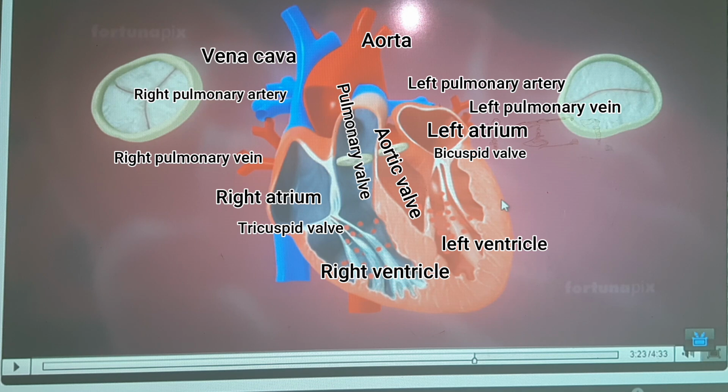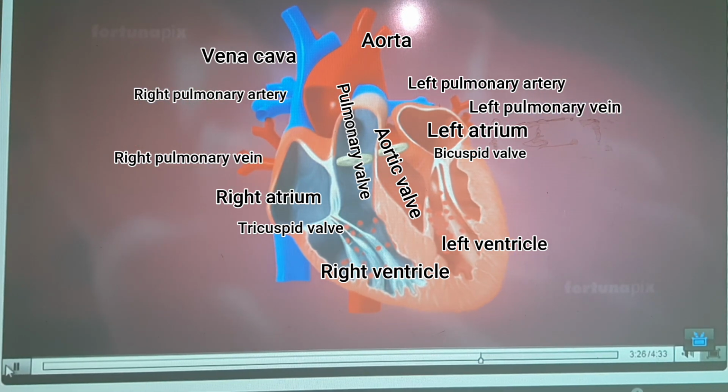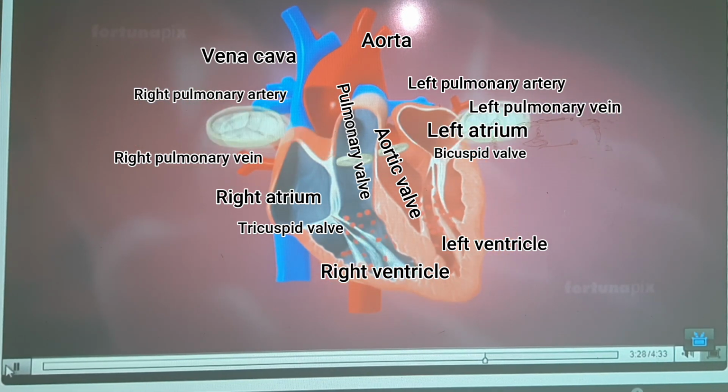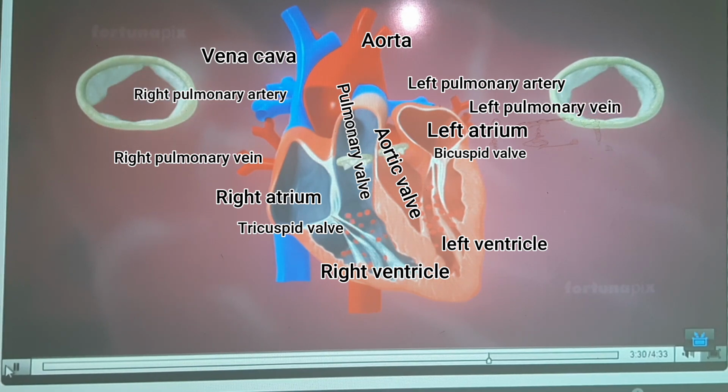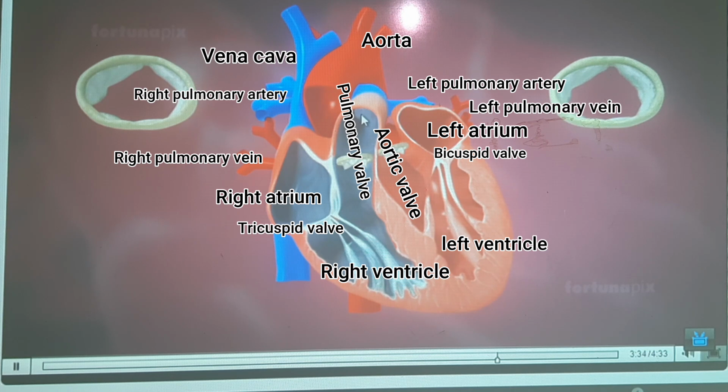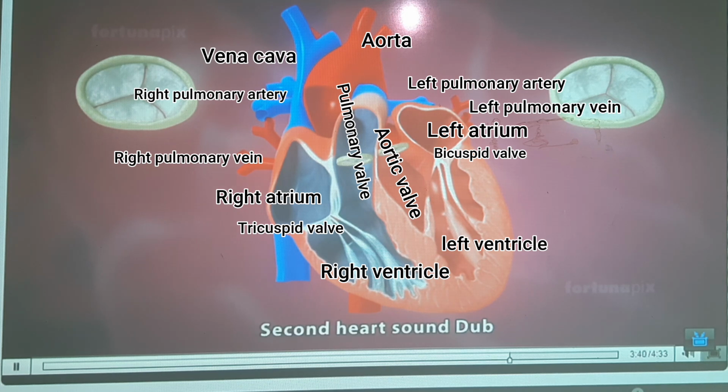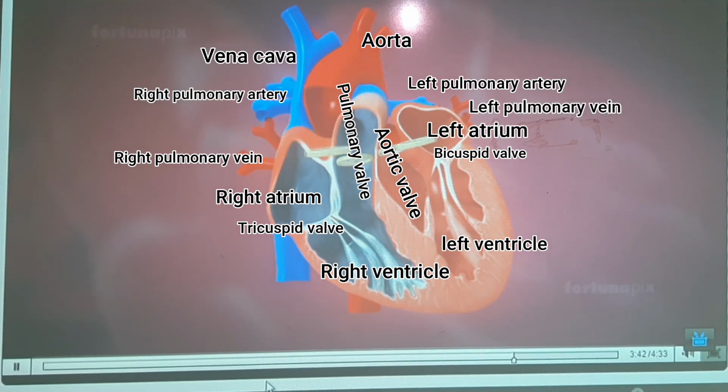Okay. Now blood is filled in the ventricles. The ventricle is ready to contract. Let us see what happens. Now the ventricles contract and blood pumps to the pulmonary artery and aorta, and the valves, the pulmonary valve and, you can see here, the aortic valve and the pulmonary valve open. Okay.